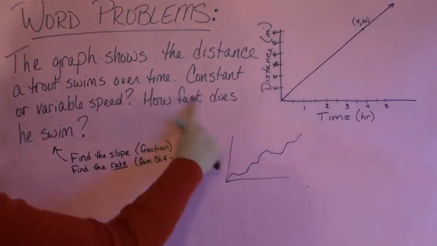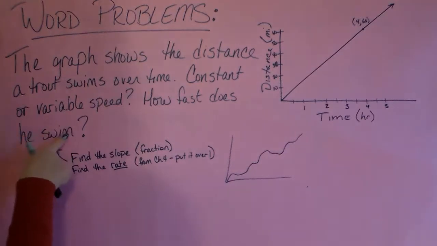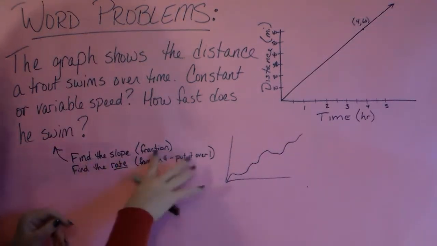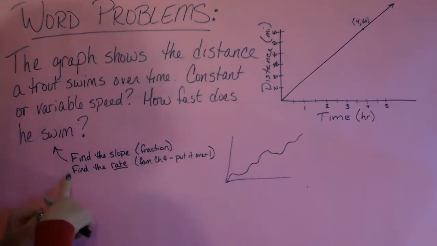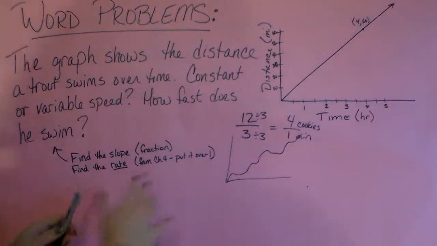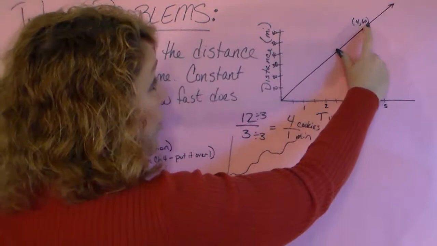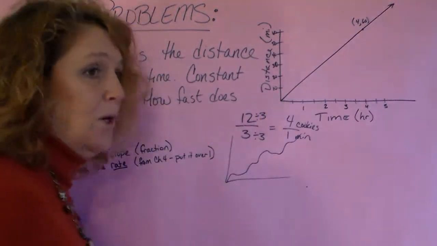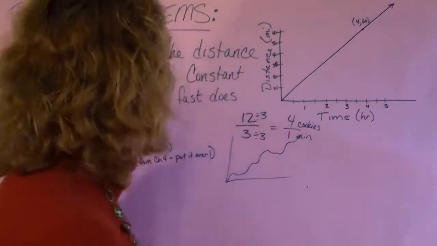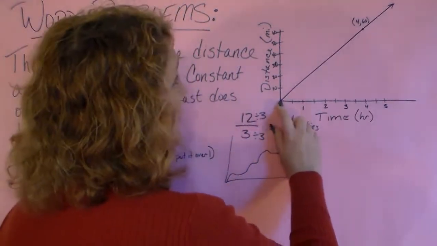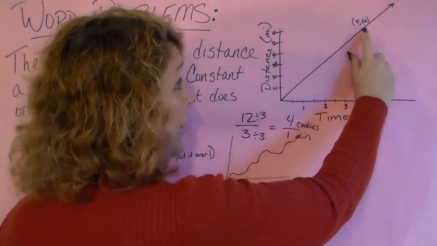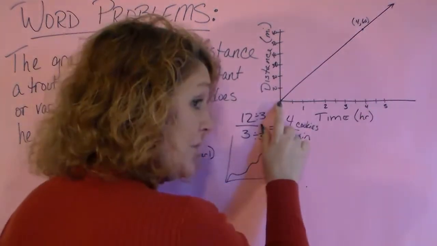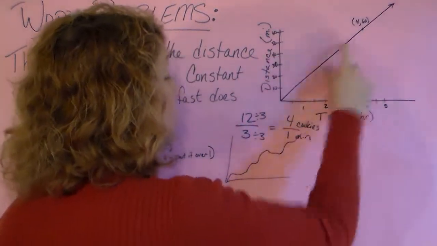Okay? And then the question is, how fast does he swim? This is the real math question here. You're going to find the slope in a fraction form, and you're going to find the rate. How fast does he swim? Well, we know one point on our graph is 4, 60. The other point on our graph is 0, 0. So if we get from 0, 0 to 4, 60, we're going to count rise over run.